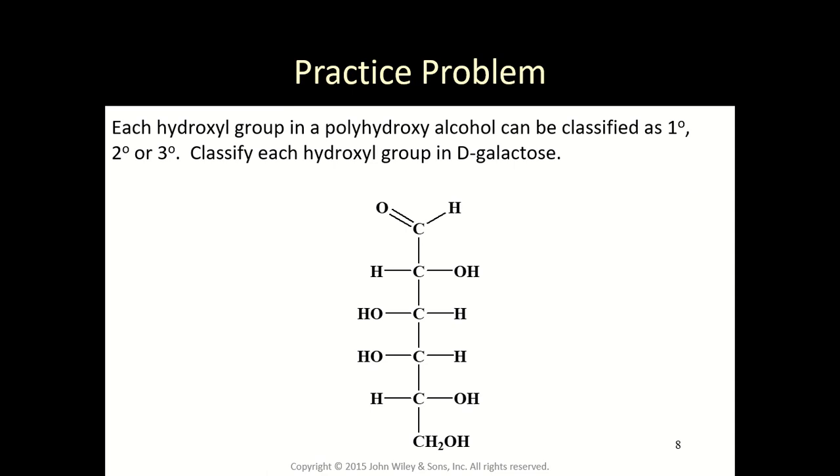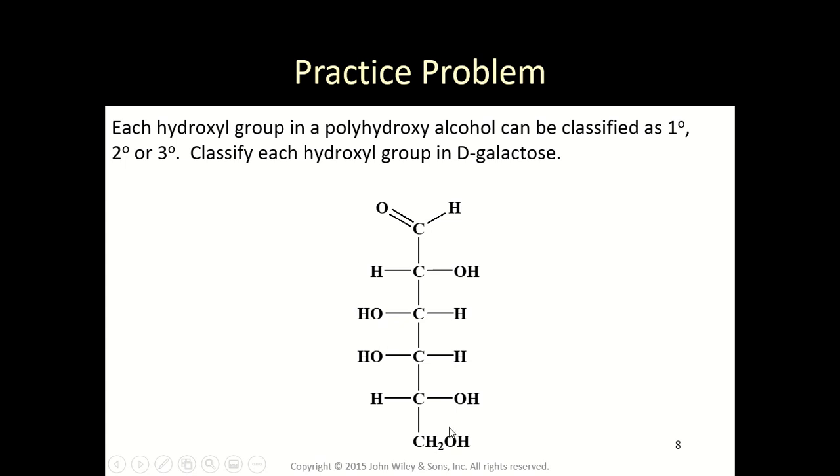Each hydroxyl group in a polyhydroxyl alcohol can be classified as primary, secondary, or tertiary. Classify each hydroxyl group in D-galactose. So, how would you do this? You look at this alcohol group right here. It's attached to a carbon that is attached to 2 other carbons. Here's another alcohol group that's attached to a carbon that's attached to 2 other carbons. And so on and so forth.